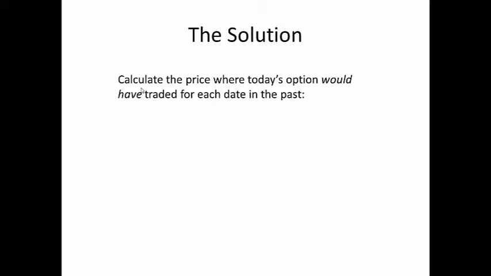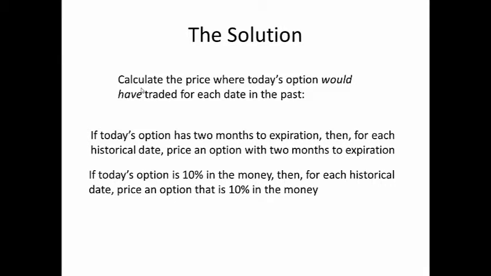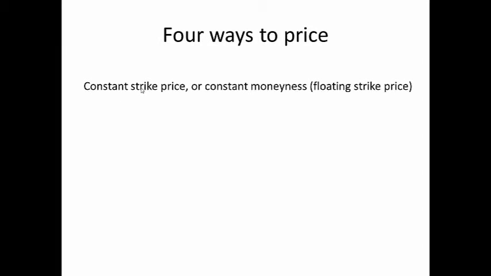The solution? Calculate the price where today's option would have traded for each date in the past. If today's option has 2 months to expiration, then for each historical date, price an option with 2 months to expiration. If today's option is 10% in the money, then for each historical date, price an option that is 10% in the money. And if we want to measure the risk and return over the next week, then price the option weekly over the historical time window to calculate weekly profits and losses.